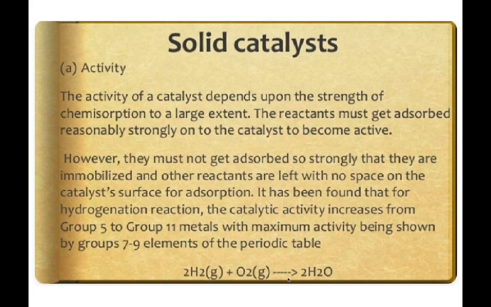That is, the reactants must get adsorbed strongly to the surface of the catalyst to become active, but they should not be adsorbed very strongly as well, because if they are adsorbed strongly, they will not be able to move, they become immobile. Because of that, the other reactants will get no space on the surface of the catalyst for adsorption. For hydrogenation reactions, it is seen that the catalytic activity increases from group 5 to group 11 metals. Maximum activity is shown by group 7 to 9 elements on the periodic table. So 2H2 plus O2 gives 2H2O.